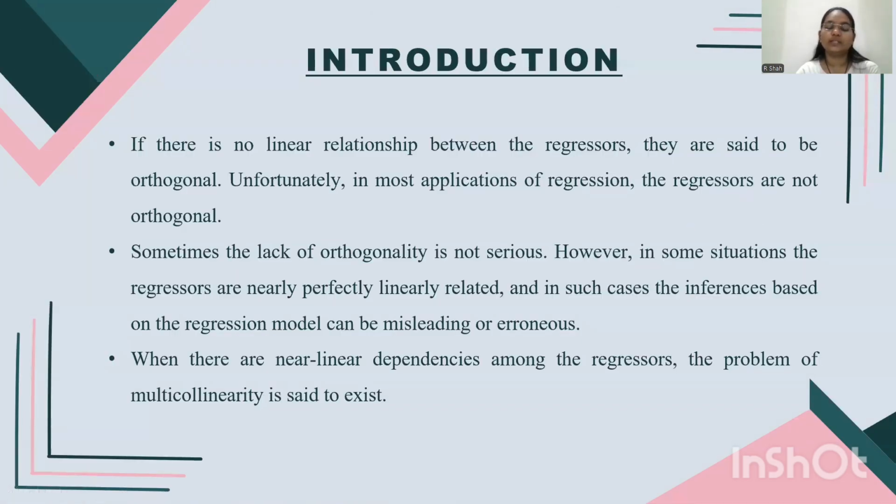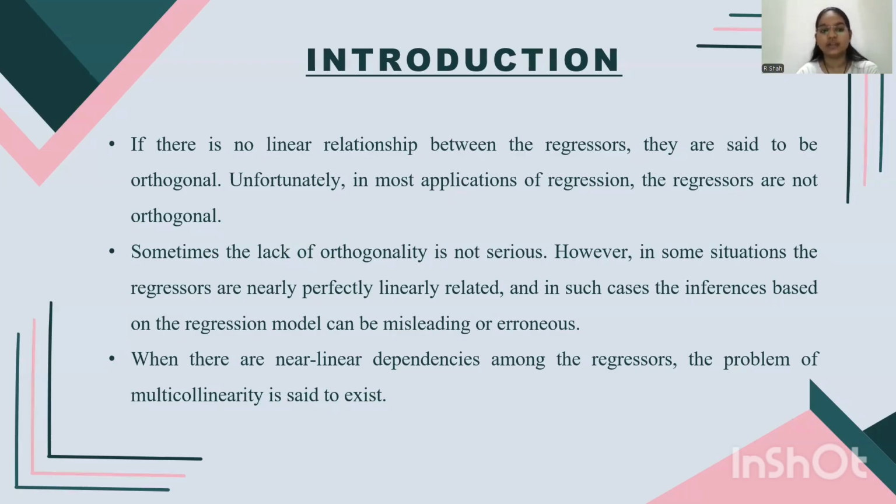If there is no linear relationship between the regressors, they are said to be orthogonal. What are regressors? Regressors are the independent variables in our regression model. So if there is no linear relationship between the independent variables, we can say that they are orthogonal. Unfortunately, in most applications of regression, the regressors are not orthogonal. That means there is some linear relationship between the independent variables. Sometimes the lack of orthogonality is not serious.